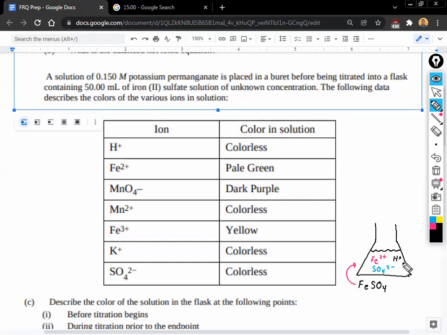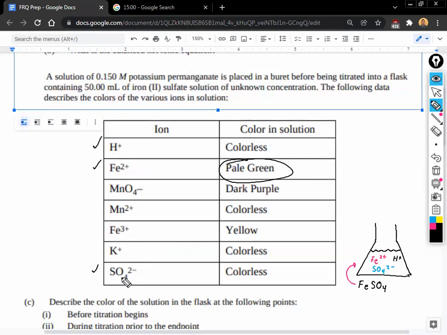Technically, there's some OH minus in there as well, but it's not on the chart, so we don't really need to worry about that. So before we start titrating, there's going to be some Fe2 plus, SO4 2 minus, and H plus. Based on that information, we can figure out what color this solution is. H plus is colorless, so we don't care about H plus. It says that Fe2 plus is pale green, and then we have SO4 2 minus, which is colorless.